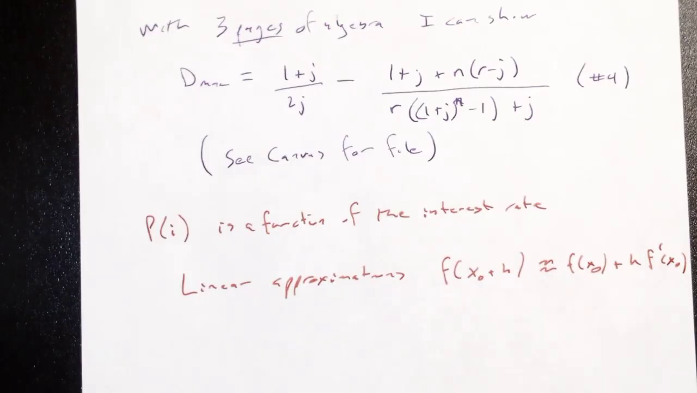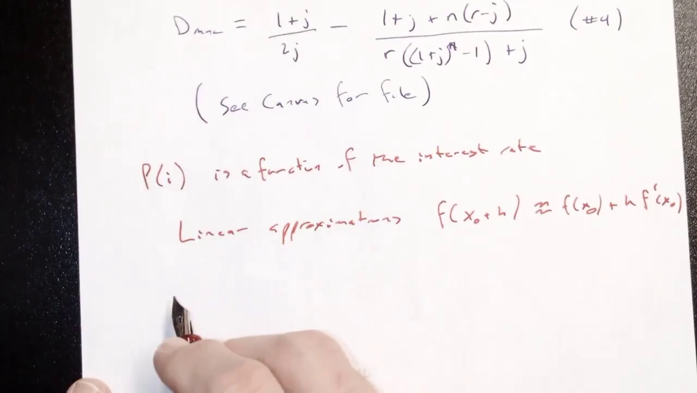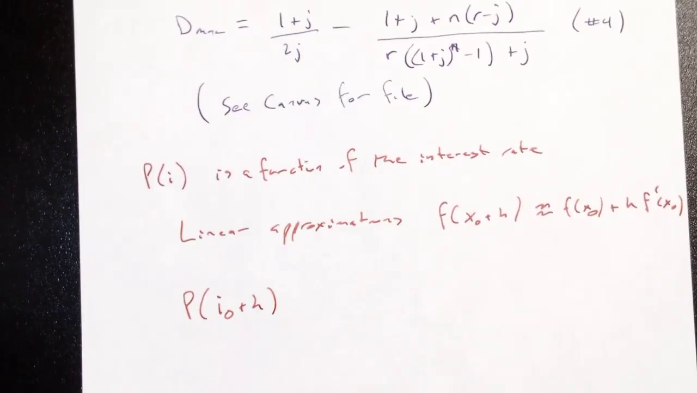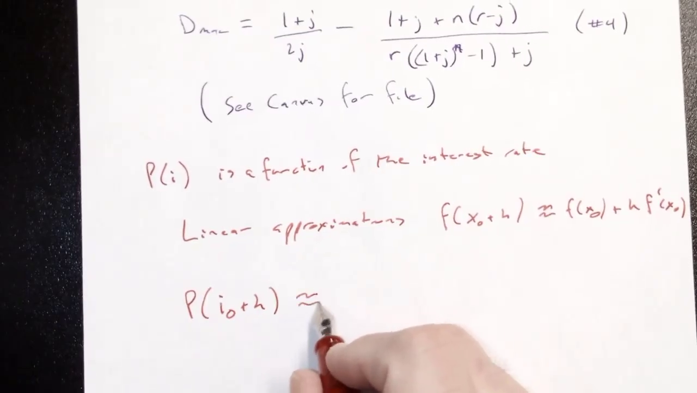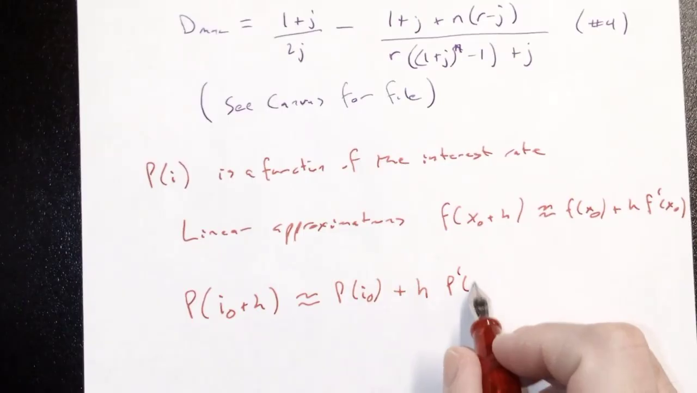So if you took a little bitty step from x naught to x naught plus h, then you would go up or down by the slope of your tangent line. That's rise over run. So I multiply by the run, I get the change in height, the rise. So what happens if I apply that to P of I? P of I0 plus h is then roughly P of I0 plus h P prime of I0.